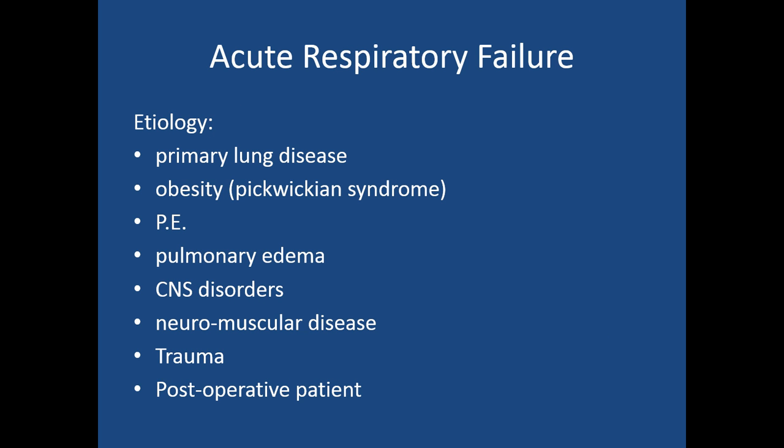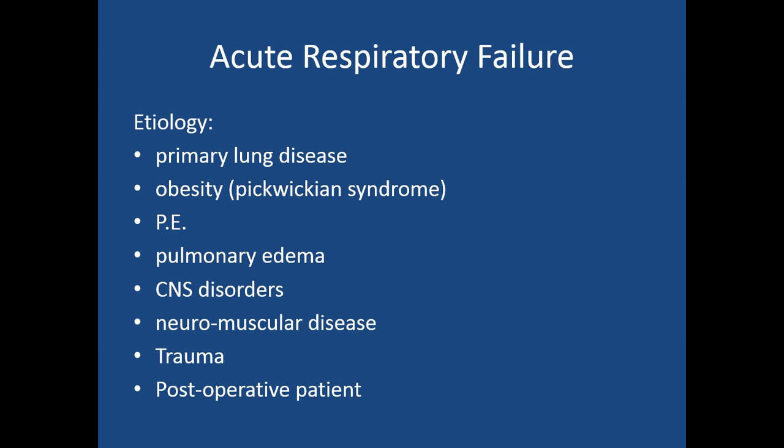So some reasons for acute respiratory failure include primary lung disease, so things that we'll talk about in the unit, such as lung cancer, COPD, asthma, tuberculosis, pneumonia. So all the things we'll talk about from here on can cause acute respiratory failure. Obesity, especially Pickwickian syndrome, which basically means that there's an increased demand of the tissue for oxygen because there's too much tissue. And all that tissue needs energy, so it will demand more oxygen.